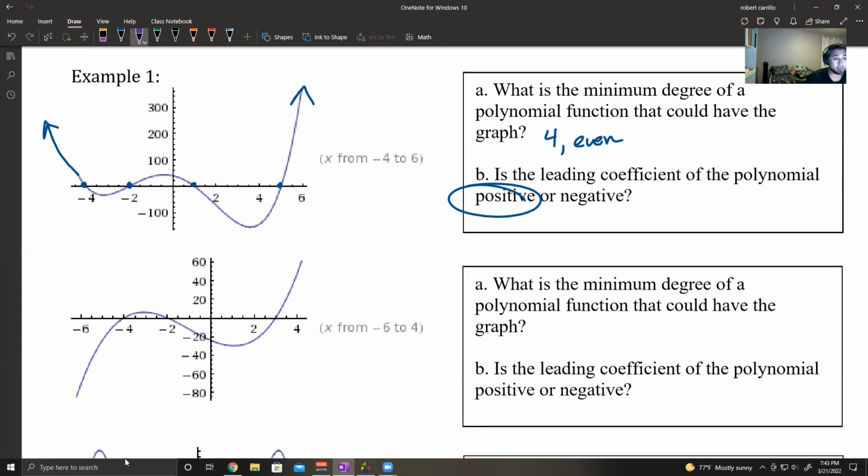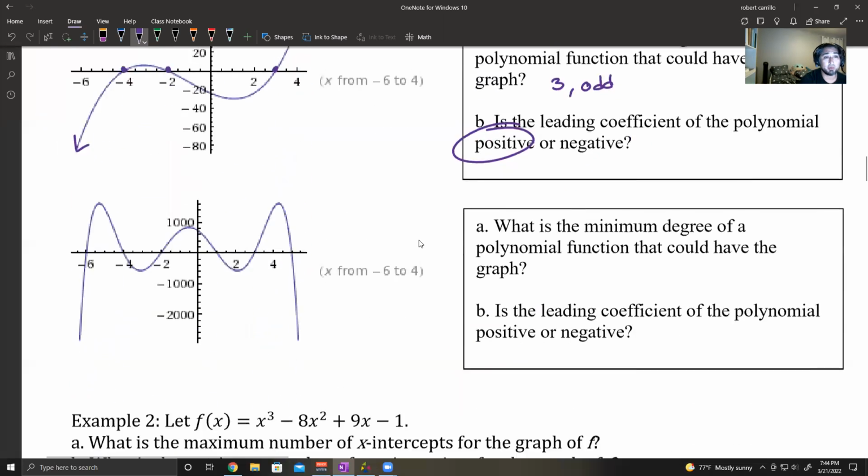So you look at your x-intercepts, one here, one here, one there. So what would our minimum degree be? 3, which is odd. And now we want to know, is the function positive or negative? And you look at your end behavior, down and to the left, up and to the right. So this one goes bottom left to top right. Are we a positive odd degree or a negative odd degree? Positive. It is positive.